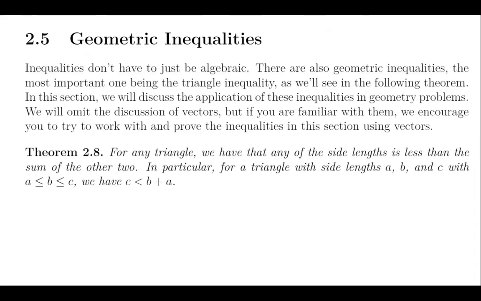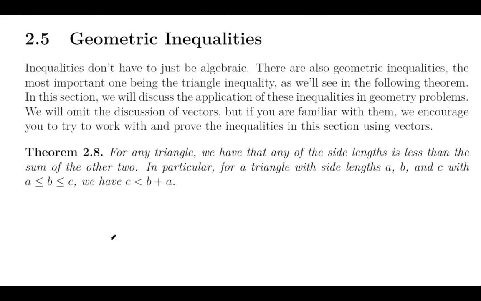There are also geometric inequalities. So the most important one is the triangle inequality, and it's fairly intuitive to grasp. So basically, for any triangle, any of the side lengths has to be less than the sum of the other two. So for example, if you have A, B, and C, C has to be less than B plus A.